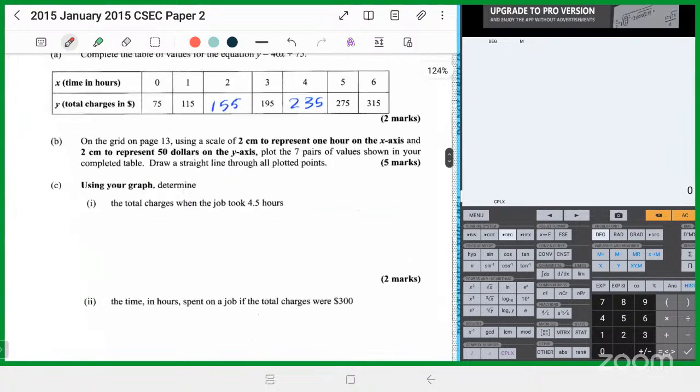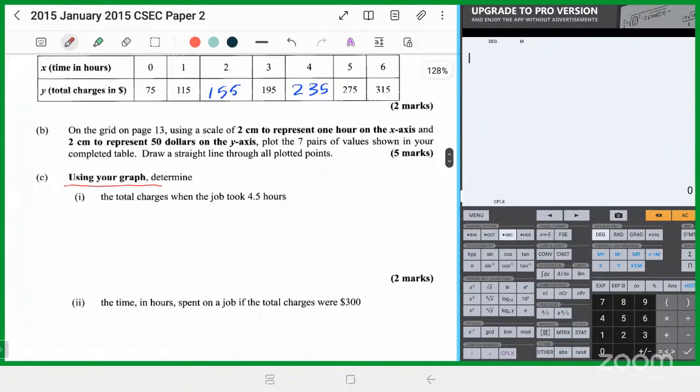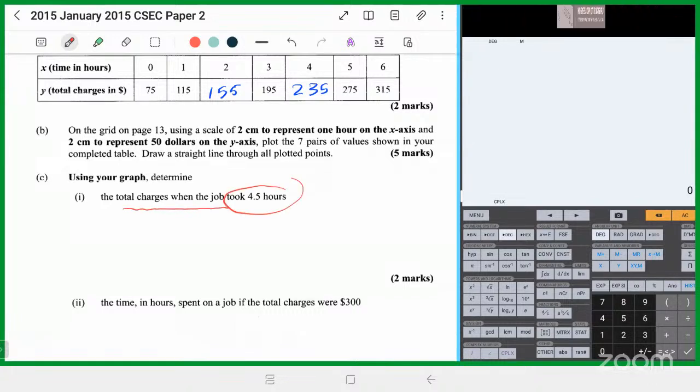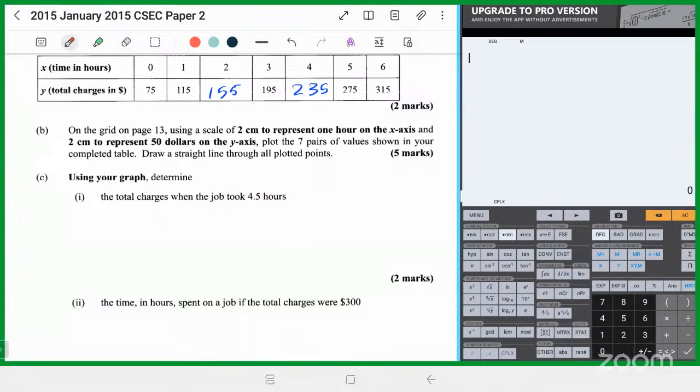So the next one says to use a graph. And watch me now, because it says use a graph, you have to draw lines on your graph to show that you used a graph. See? In bold letters. It says use a graph to determine the total charge for spending 4.5 hours. So you're going to have to go to 4.5 and go up and get the charge. But because you can calculate it, I would calculate and see what the answer is supposed to be.